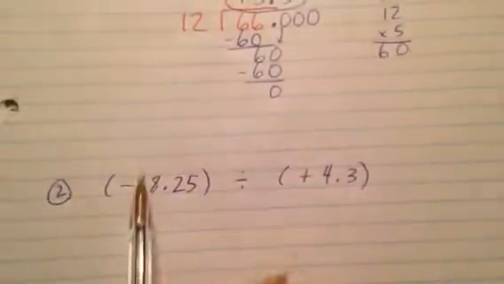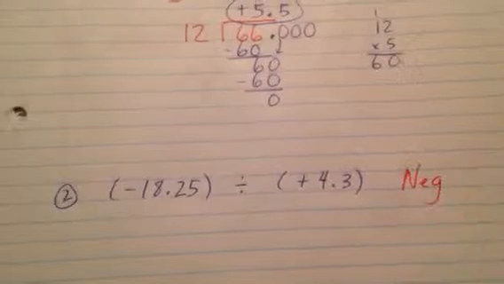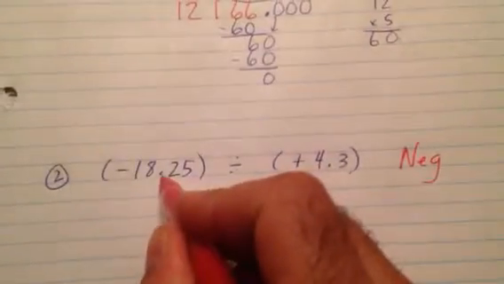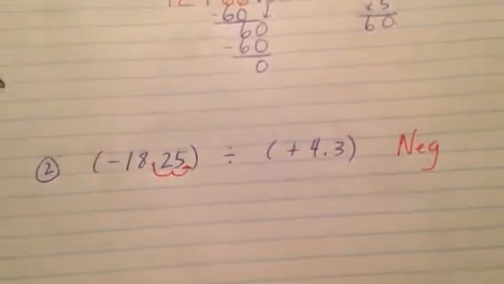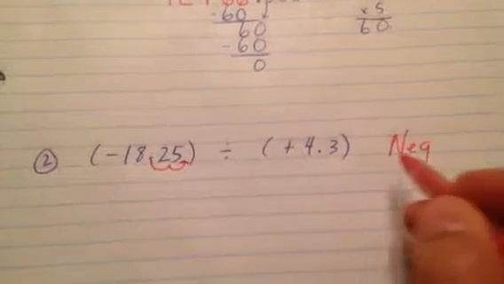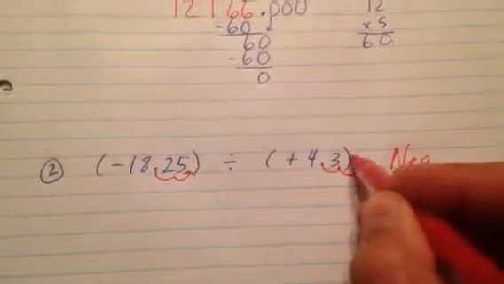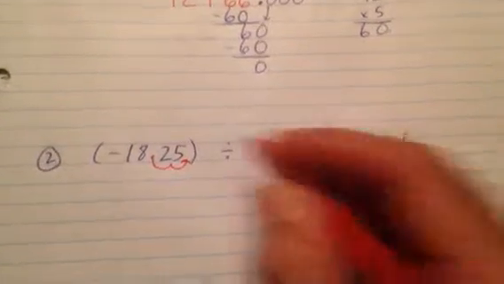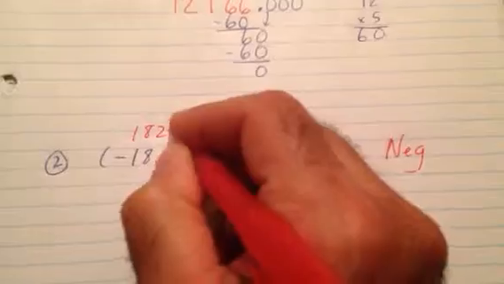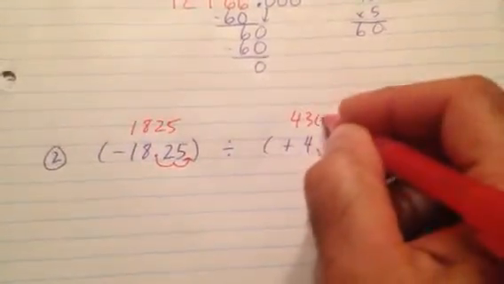So I know that if the signs are different, the answer is going to be negative. Okay, I'm going to move the decimals so I have them to the far right. I'm going to move this one 2 places. If I move that one 2, I move this one 2. 1 and 2 places around empty space means I add a 0. So in other words, I have 1825 and 430.